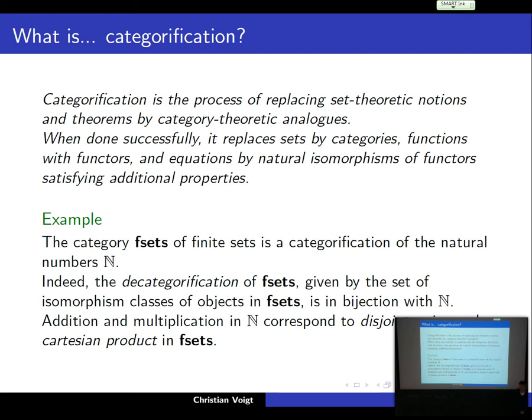And this is basically what one means by decategorifying a category. You just get back a set, the set of isomorphism classes. But there is a bit more structure you can find in the category of finite sets, well, addition and multiplication, which is disjoint union and Cartesian product on the categorical level. This is perhaps the easiest example of a categorification you can think of. It's not very useful. It's just another way of thinking about finite sets.